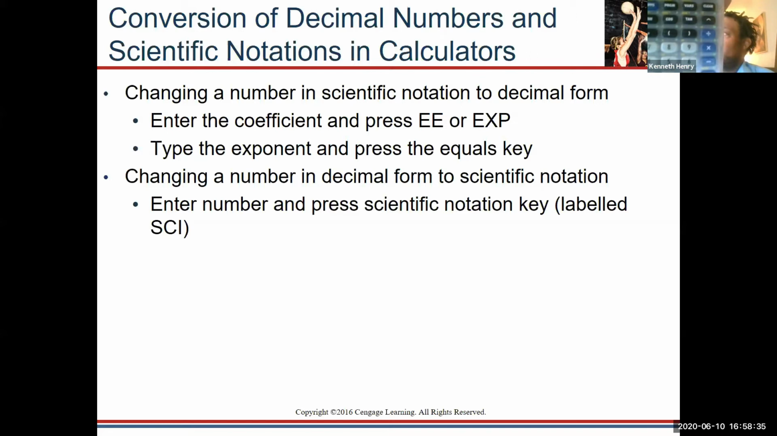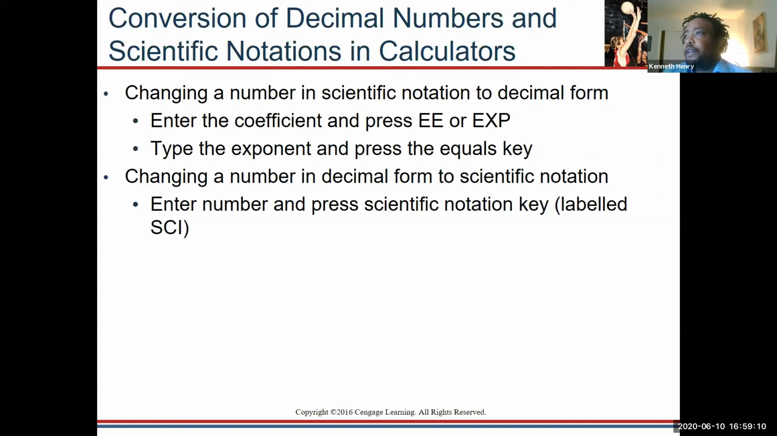Okay, so I believe it's on that. There we go. So it'll say EE or it'll say EXP. So that EE and an EXP, they both stand for times 10 to whatever power that you put in there. So in your calculator, you can also do the same thing. You guys get that? Okay.